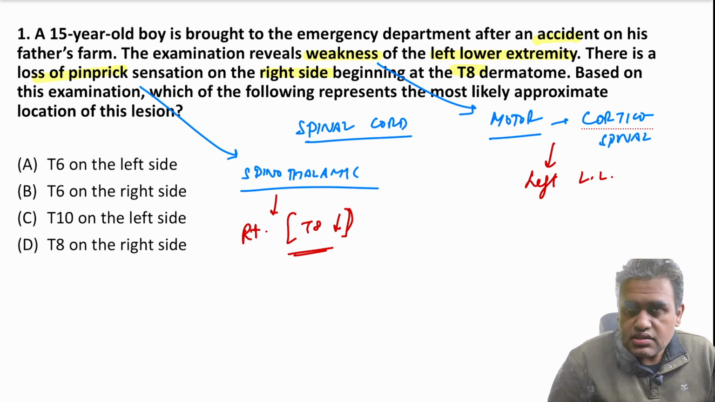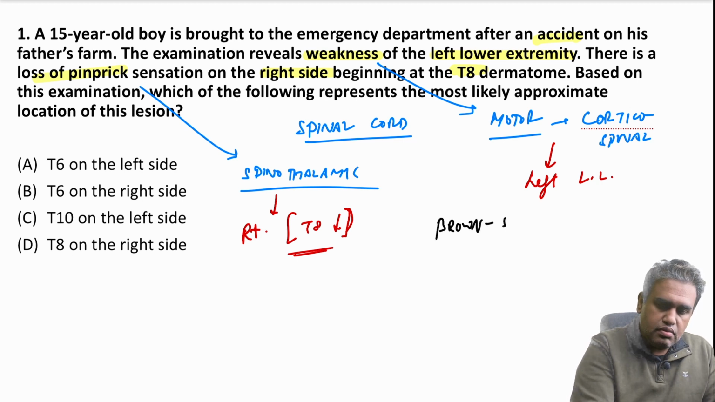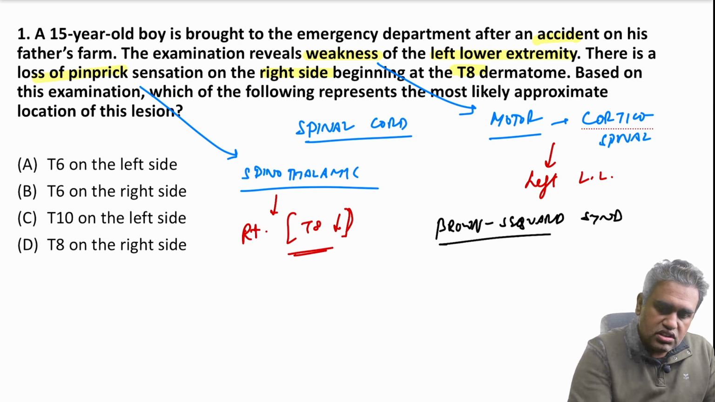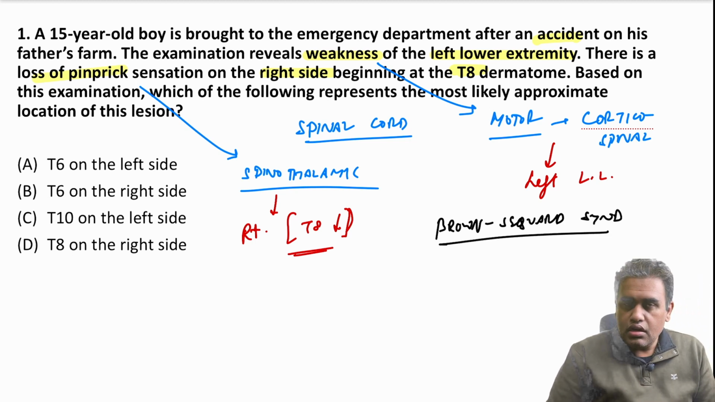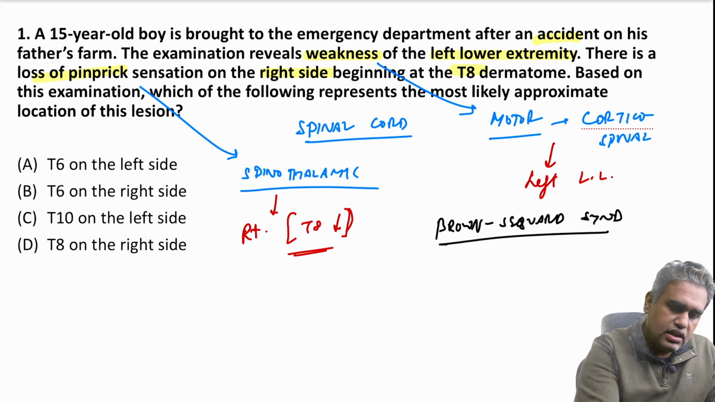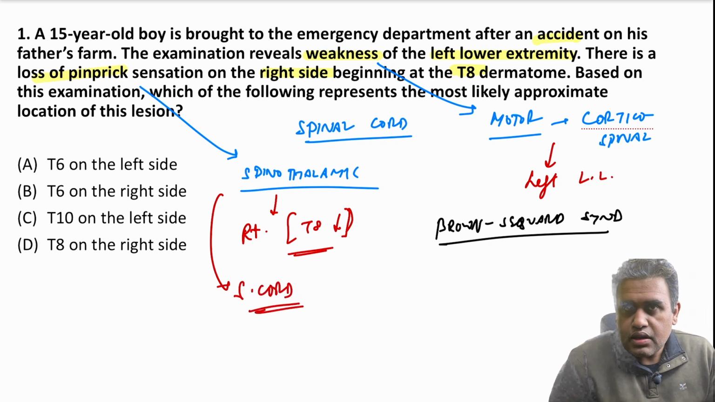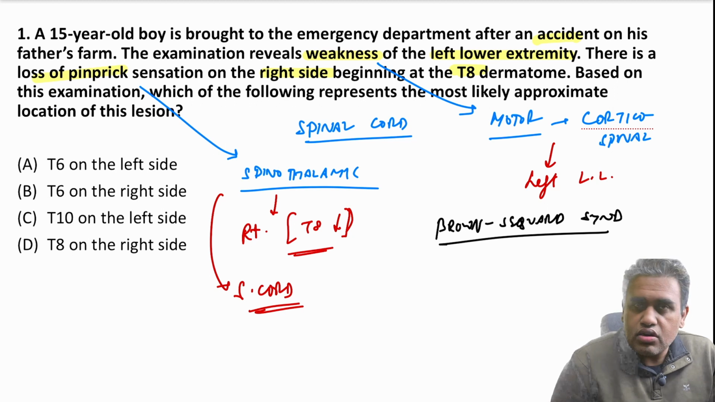Now these are the long tracts of the spinal cord, and we also remember them by a hypothetical syndrome known as the Brown-Sequard syndrome. Now we should know where these two tracts actually cross. The spinothalamic tract crosses at the spinal cord level.